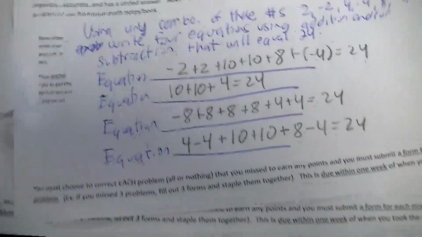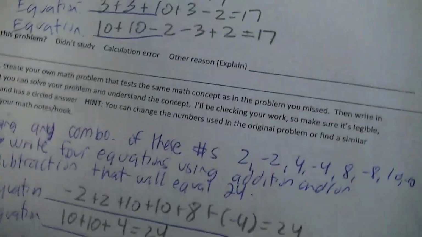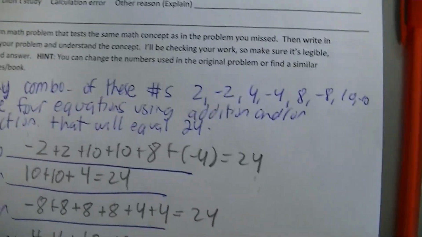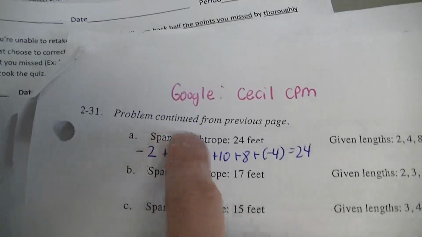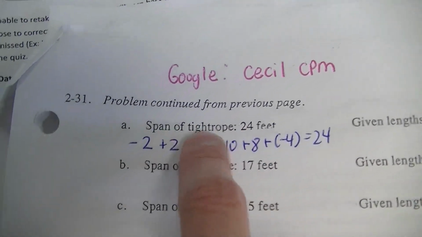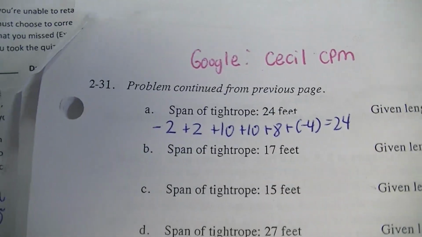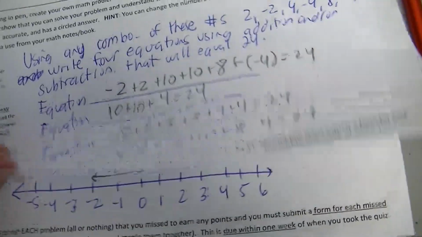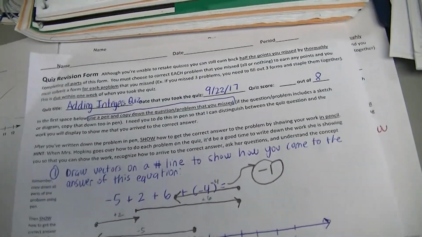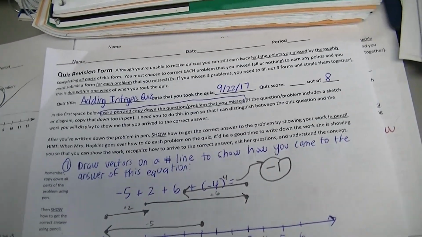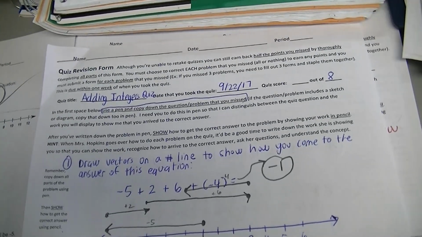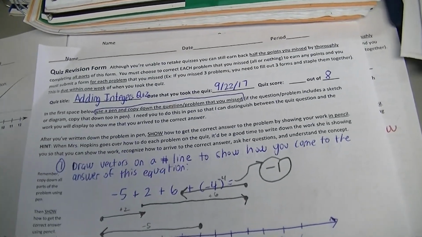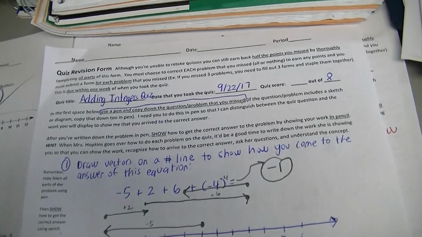Where I got this, I used my resource of my math book, because we did very similar problems in the math book. So I took out my math book and found that right there, that's when we asked that same exact question. So I was able to use that as a resource when I was completing this part, okay? So again, we don't do retakes on quizzes, we do revisions. And you can earn back half the points you missed on your quiz by completing thoroughly a quiz revision form.